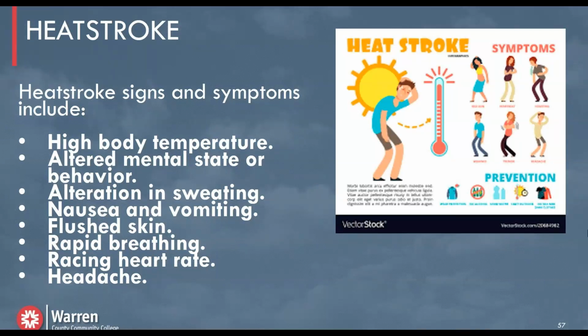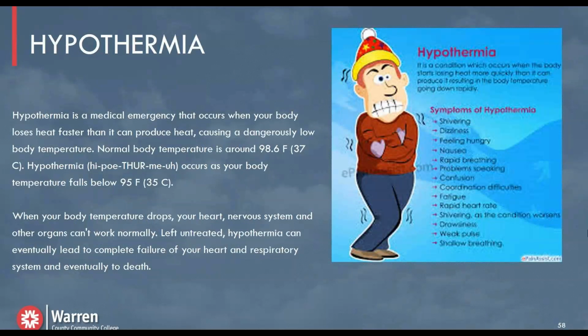Heat stroke, look for these signs and symptoms: high body temperature, altered mental state or behavior. You're starting to act funny. You're starting to think things are funny that you normally wouldn't. This could be something. Alterations in sweating. If you're nauseous and vomiting, you should have your drone on the ground, but look for flushed skin, rapid breathing, heart rate, headache, these kinds of things. I would say whenever you get a headache, it's not a great day for flying a drone.